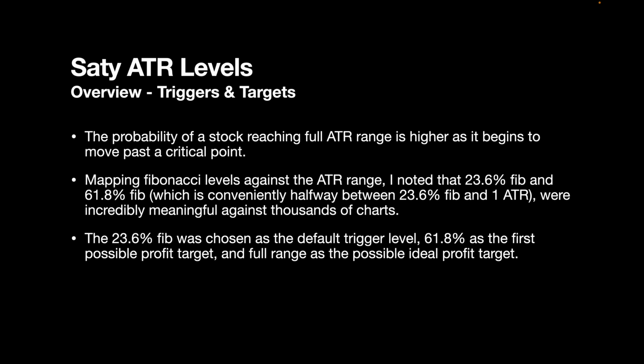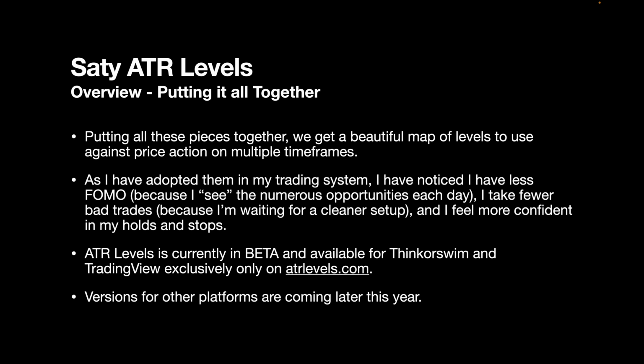I did a lot of testing against just having that full grid of Fibonacci levels mapped against the range to see what was happening, and I came to the conclusion that these two were the best. So the 23.6 fib was chosen as the default trigger level. That's adjustable. You can change that however you want. The 61.8 is the first possible profit target, and then the full range is the possible ideal profit target. So we're looking for trades, hopefully, that we can get to at least half range, but if we can get full range, that's great too.